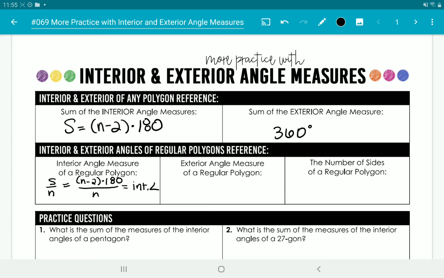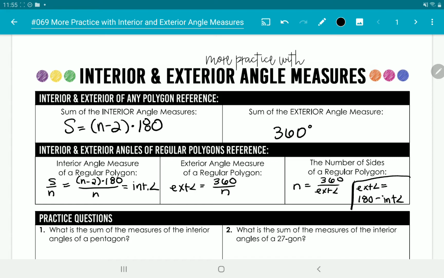Okay? If you're looking for an exterior angle of a regular polygon, the exterior angle is going to be 360 divided by n. And if it gives you the exterior angle and you need the number of sides, you're just going to flip those around. The number of sides is 360 divided by the exterior angle. Also, if it's asking for the number of sides and they only give you the interior angle, then you find the exterior angle by doing 180 minus that interior angle.